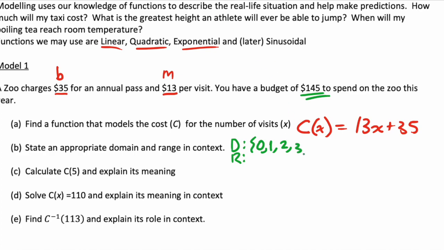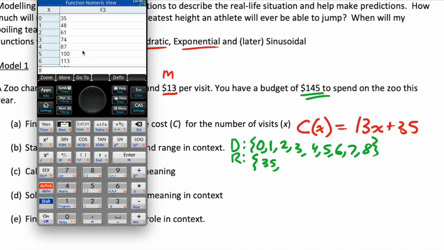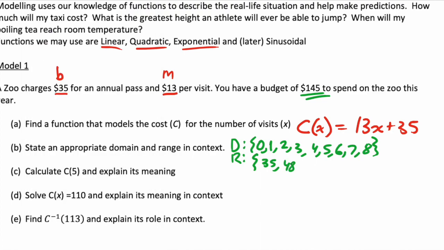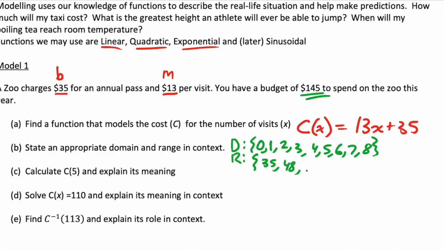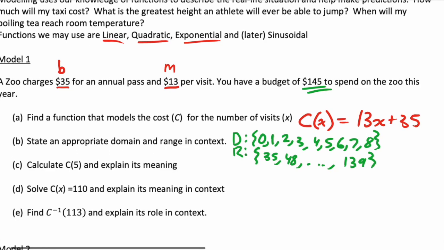You can just make a list of all of them. And for the range, it goes from 35 as the minimum, and then the rest of the values are 48. I'm not going to write them all out now, I'm just going to write the last one, and all the way up to 139. But you should list them all if you want to write out the whole range.